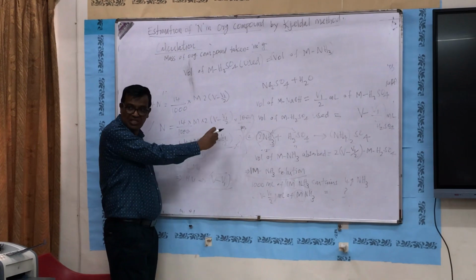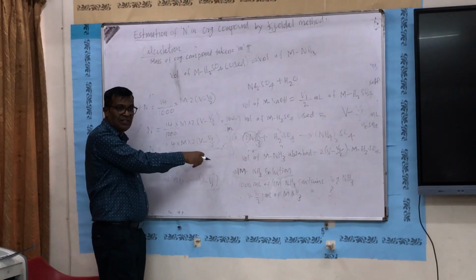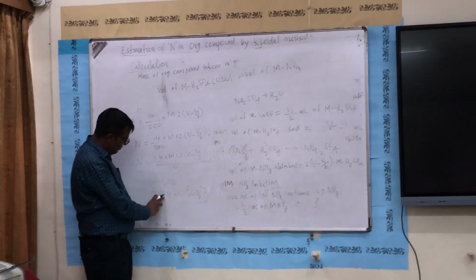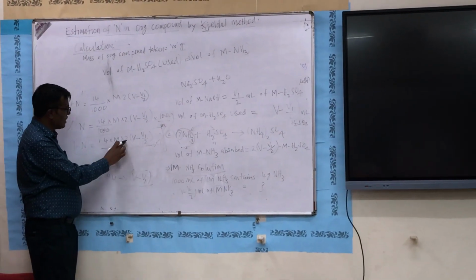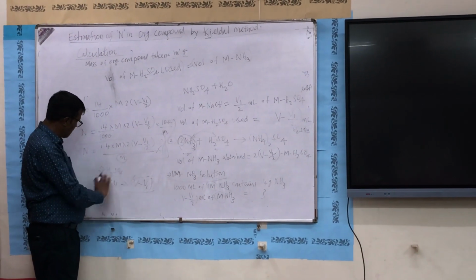But why did I try now? Because in our textbook, sulfuric acid is given. So I tried and I got this derivation. Hydrochloric acid is taken, since it is a monobasic acid, these 2 will not come, V minus V1, percentage.